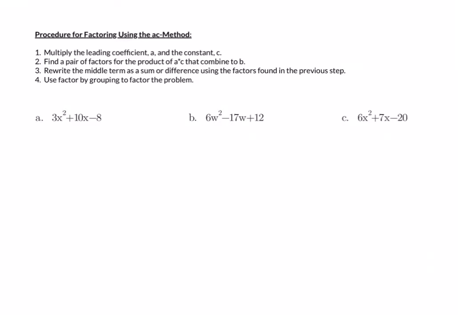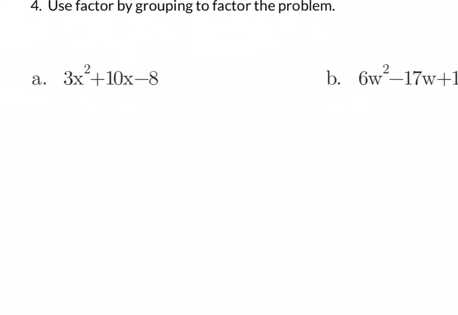Okay, so the AC method, what we're going to do is multiply the leading coefficient A and the constant C, so the first and the last numbers. We want to find a pair of factors for that result that combine to B. From there, we're going to rewrite the middle term as a sum or difference using the factors found in the previous step, and then use factor by grouping to factor the problem. Alright, so let's go ahead and see how this works.